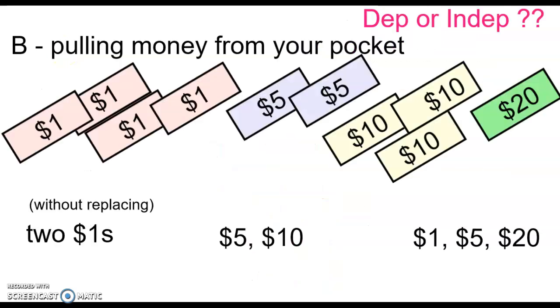How about pulling money from your pocket? I want you to try this one. So, we're going to say you don't put it back. You're drawing 2 bills or 3 bills without putting it back. So, dependent events. I want you to try finding the probability of getting 2 1s, a 5 and a 10, and then drawing a 5, a 10, and a 20 without putting them back. You can see what's in your pocket there. So pause and let's find these overall probabilities for these compound events.